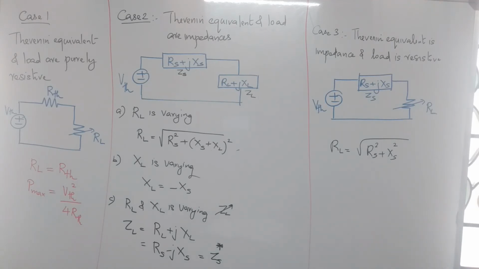So these are the 3 different cases which you will encounter. So when a circuit is given and you are asked to find out the maximum power transfer, first you have to observe the circuit and find out which category that particular question falls into, whether both the Thevenin equivalent as well as the load are resistive, whether they are both impedances, or one is impedance and the other is resistive. So this is the theory of maximum power transfer theorem. Now let's see a few examples.